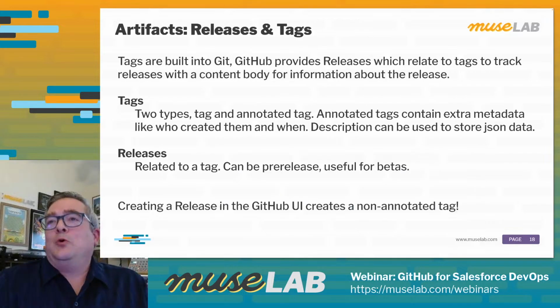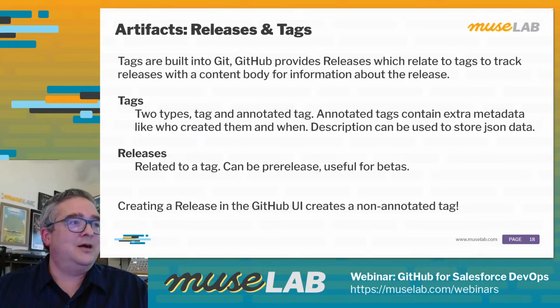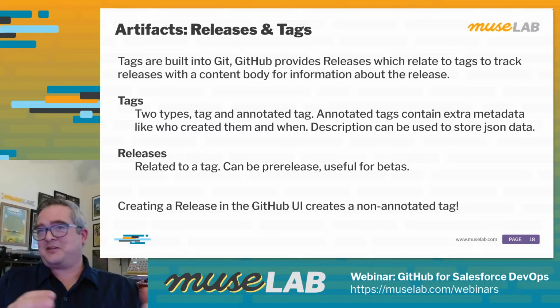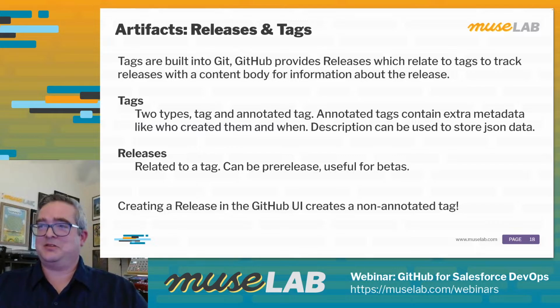All right, and then the last category, and then we'll jump over and look in GitHub. The last category is artifacts and collaboration. So from an artifacts perspective, I think it's interesting to think about the release-related artifacts that GitHub provides. So Git itself provides tags.